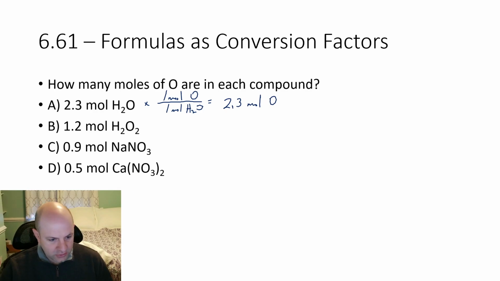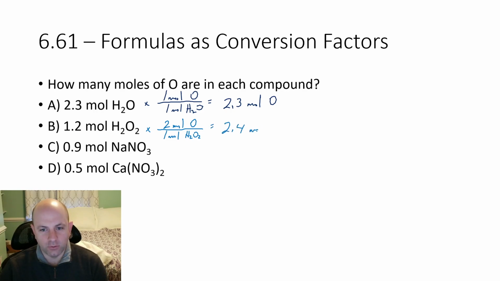All right, and then let's change colors so that these don't all bleed into each other terribly. Let's go to a slightly lighter blue. Now for this next one, we say, okay, now it's 1 mole of hydrogen peroxide. And in that, well, there's 2 O's, so there's 2 moles of oxygen in that one. So 1.2 times 2, well, this one's got slightly more, 2.4 moles of oxygen.